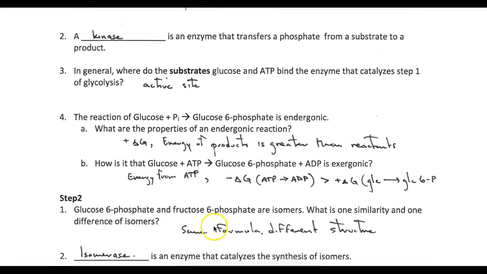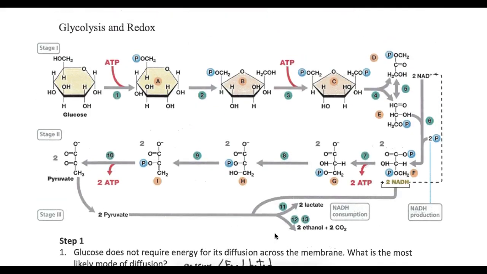In step two, we say that isomers have the same molecular formula but different structure, and glucose 6-phosphate and fructose 6-phosphate are isomers of one another. If you were to count up the phosphates, the hydrogens, the oxygens, and the carbons, you would find that they have the same number of all of those. In essence, what has happened is that between this oxygen and carbon, a bond is broken and then reformed between this carbon here and the oxygen, creating what looks like a largely symmetric molecule.